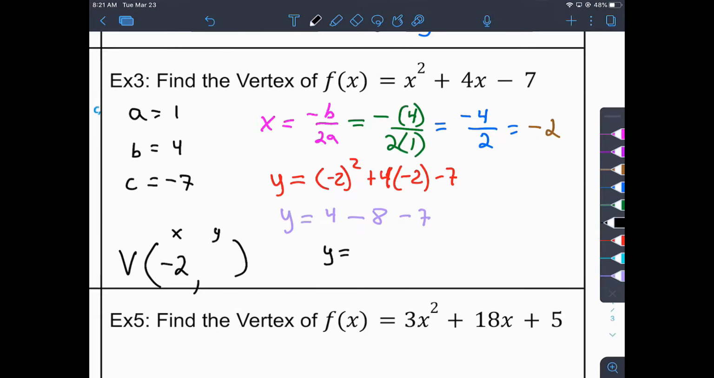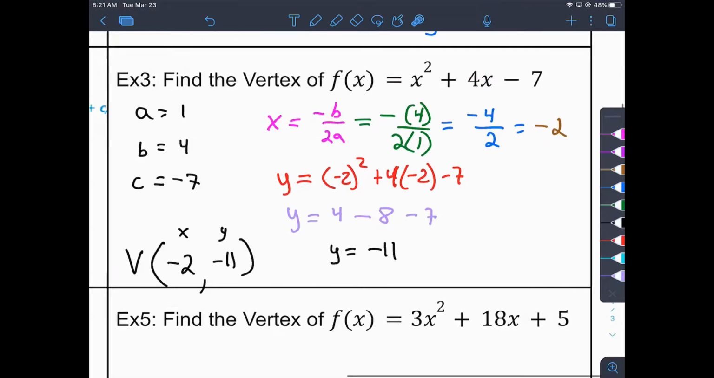Y will equal, well, here we go. 4 minus 8 is negative 4. Minus 7 more is negative 11. So the y coordinate is negative 11. And very quickly, with relatively limited math in comparison to what we did in the previous video, we can find the vertex. All we needed to know was what the b value was and what the a value was. Let's try it again.